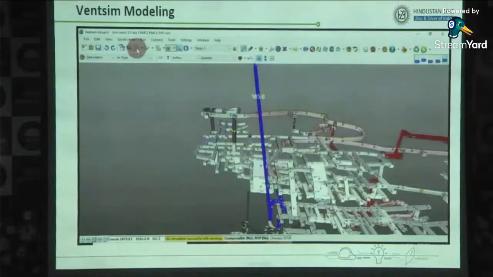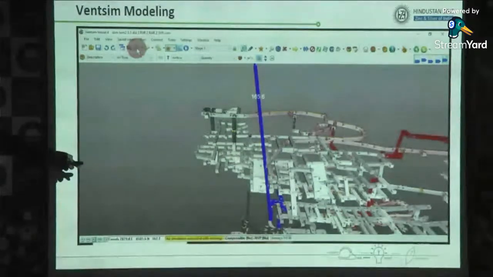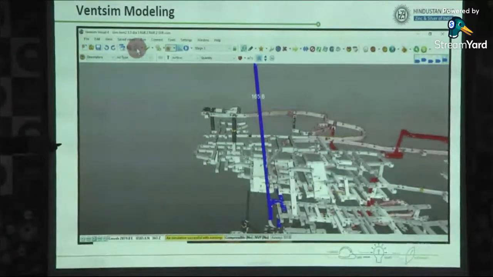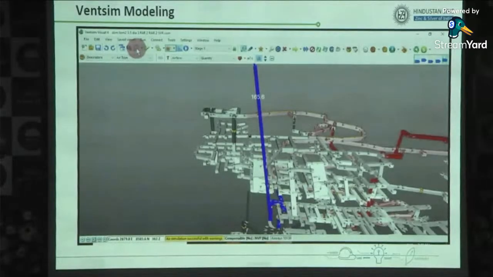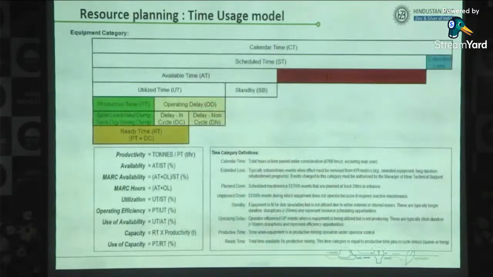One more thing, to drill a 300 meter approx, we can say 250 to 300 meter, we are using raise bore operation, which is also a big thing. We have almost 12 shafts which we have drilled in the last 6 months from raise bore operations. A mine layout that consists of these six things.